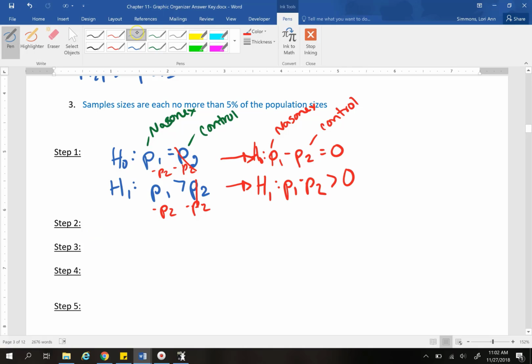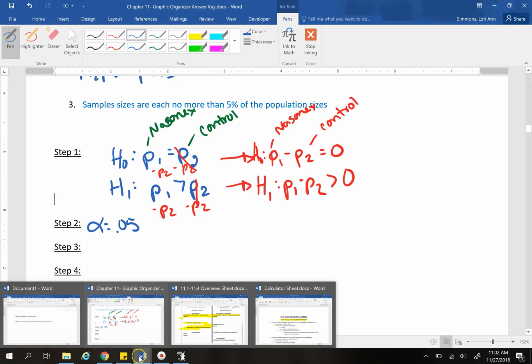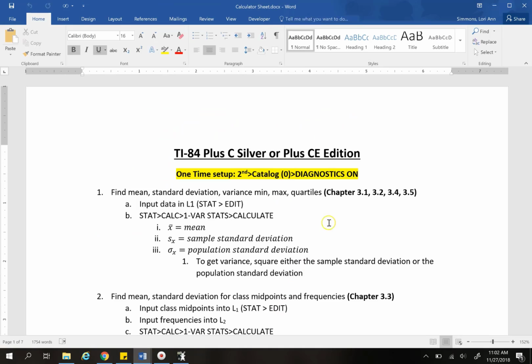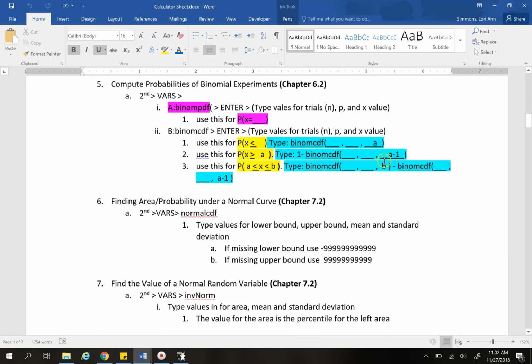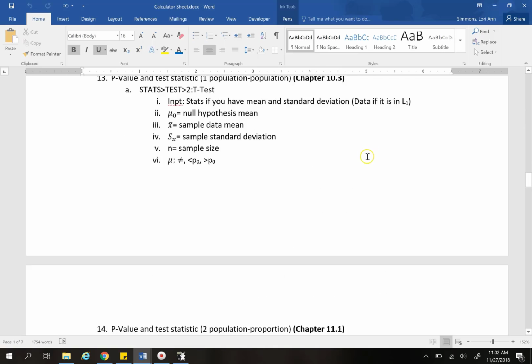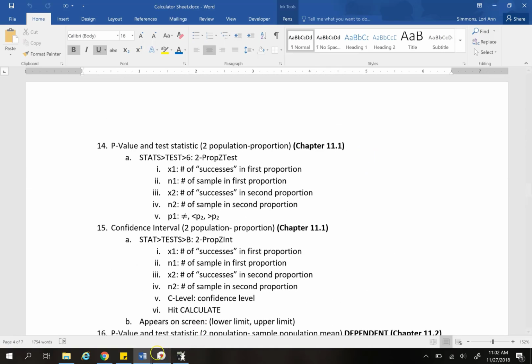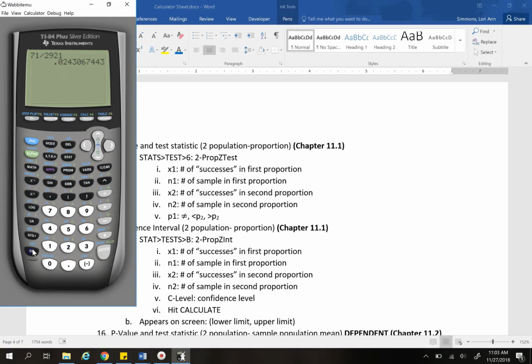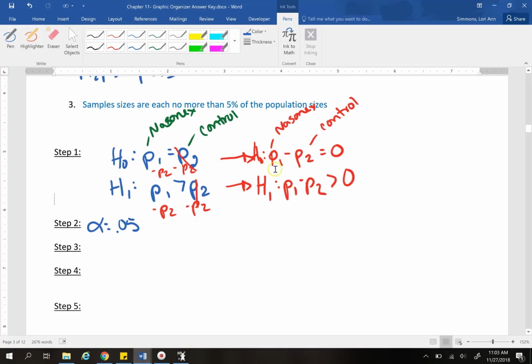Step 2 is determining your alpha. They give us 0.05 as our alpha. And then we need to use number 14 on our calculator sheet to figure out our p-value. So stats, test number 6. So x sub 1 is going to match up with P sub 1. So you want the Nasonex information for your x sub 1 and n sub 1.